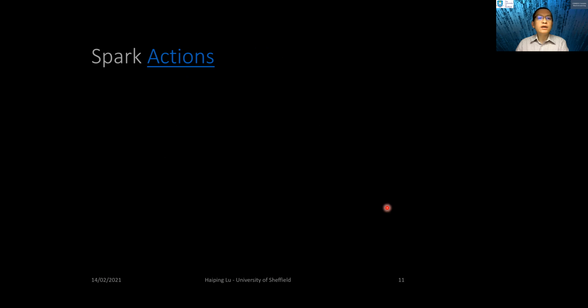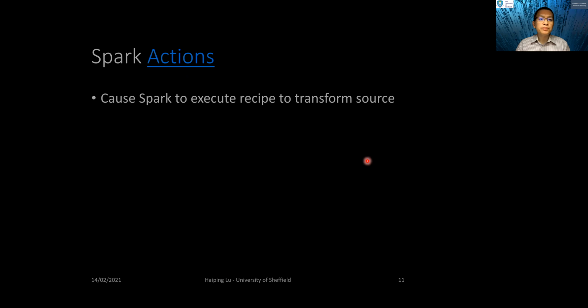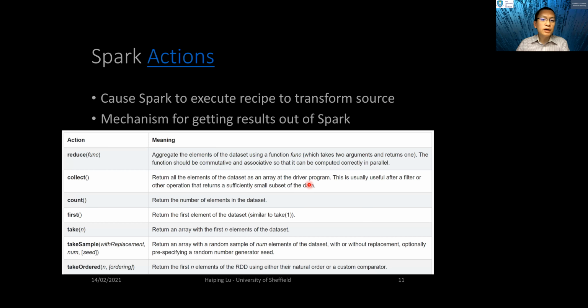The second kind of operations is actions. An action causes Spark to execute the recipe to transform the source data. This is a mechanism for getting results out of Spark. If you click this link, you will see the documentation listing several commonly used actions, for example, collect, which we often use, and count, which we have used. Those are very commonly used actions.